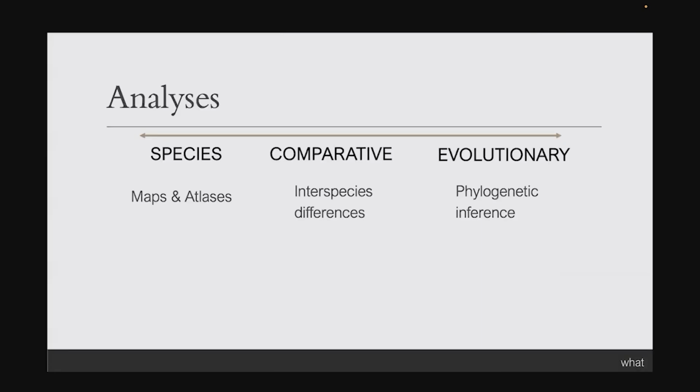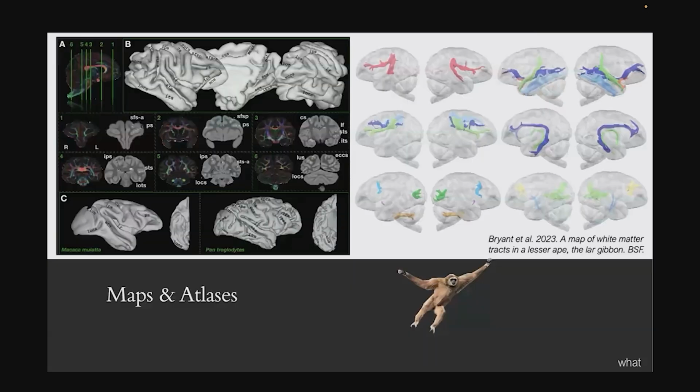Okay, how about what kinds of analyses we can do? We can do everything from a species level analysis. So maybe you have a species and you just want to create a map of it, or you want to create an atlas based on several individuals of that species, that's something that you can do. You can do a comparative analysis, so we can look at differences between species, like you compare two different species and look at those differences. And finally, if you look at more than two species, you can do what's called phylogenetic inference and start to delve into how evolution may have shaped brains.